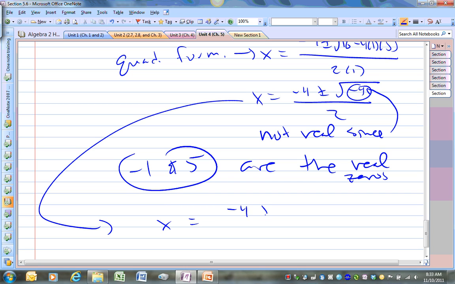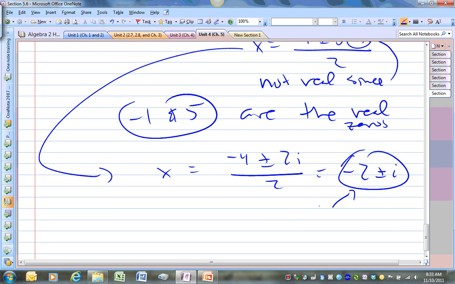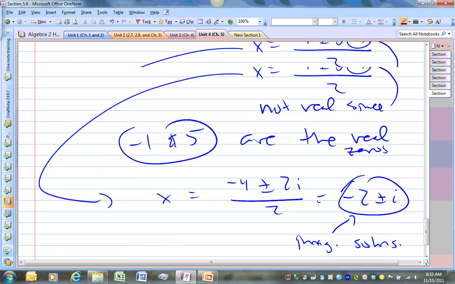But just for fun, if we work this out, you get -4 plus or minus 2i over 2, which would be -2 plus or minus i. We will look at this when we get to, I think, 5.7. But notice how we have 4 answers: 2 real and 2 imaginary. And notice how the degree is 4.